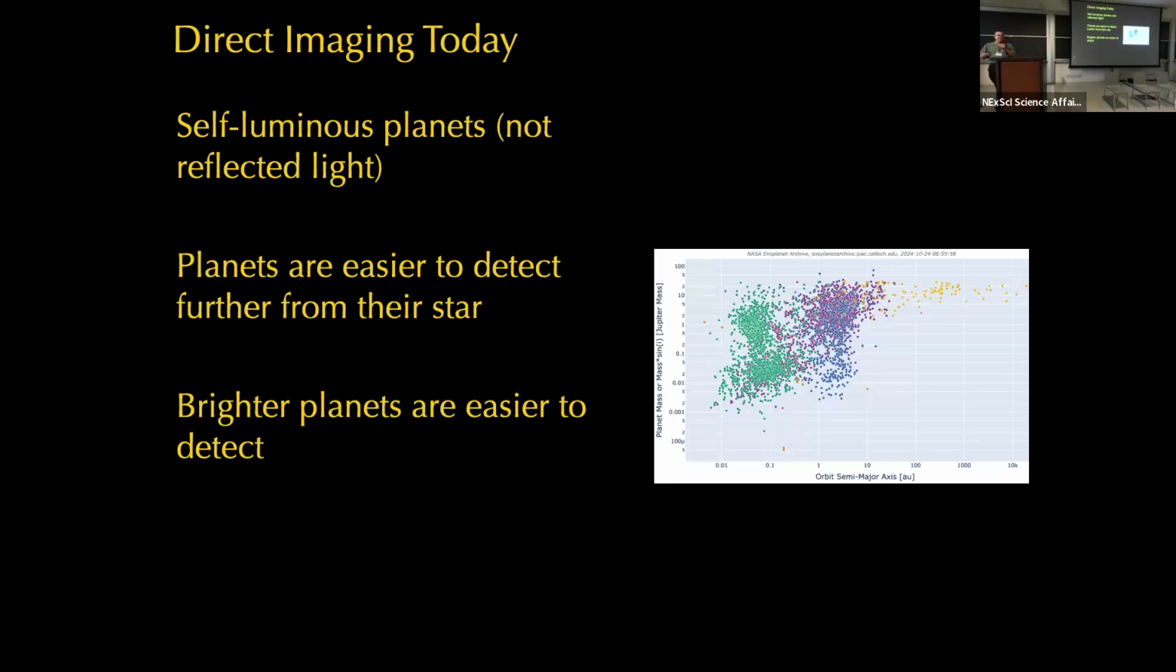Okay, so to make sure we're on the same page, direct imaging from the ground is going after self-luminous planets. So we're not talking about reflected light. We'll talk more about going after planets in reflected visible light on Friday. But for now, direct imaging is going after the thermal emission, usually in the near infrared or mid infrared, of these planets that are self-luminous. And so we're not thinking about, for the most part, reprocessed starlight. So your intuition is good here. The planets are going to be easier to detect if they're further away from the star, and a brighter planet is going to be easier to detect than a fainter planet.